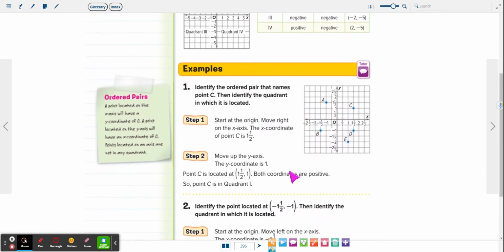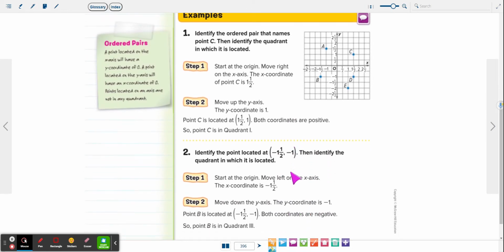All right, so some examples. It says identify the ordered pair that names point C. So right here's point C. So to identify it, ordered pairs means that it's going to be in parentheses and it's going to have both the x coordinate first and then the y coordinate second. So it has both x and y in parentheses. But we start at the origin, which is right here at 0, 0, and we count how many to the right it is, or left. We count on the x line how far it is. So 1, 2, 3.